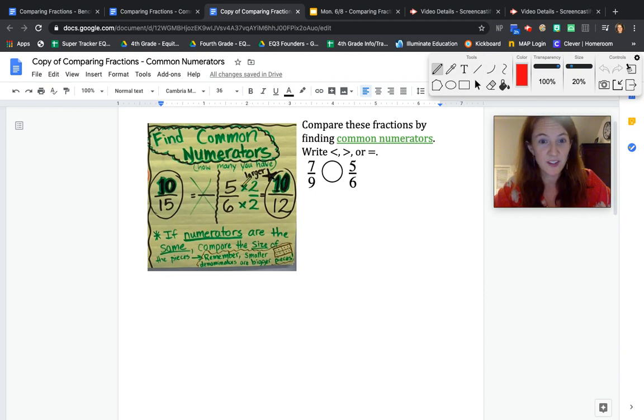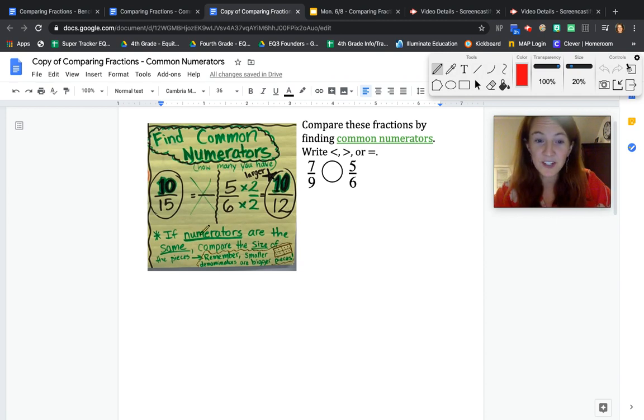And whatever you do on the top, you have to do on the bottom, or it won't be equal. You have to multiply by a fraction that equals 1 whole. So then 6 times 2 is 12. Then you could compare 10/15 and 10/12. This one's different. Don't get tricked.